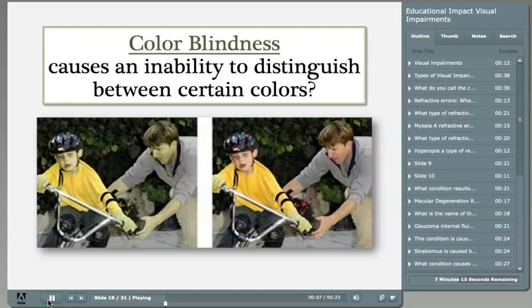The following condition refers to rapid involuntary movement of the eye. Take a look at the following short clip and see if you can figure out what condition refers to rapid involuntary movements of the eye.